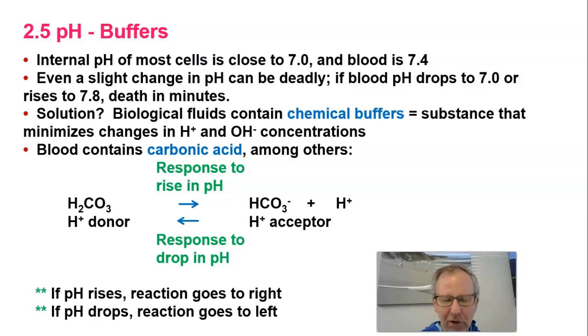So basically, if you're looking at this chemical equation, it's going to either move or shift a little bit to the right or to the left, depending on whether the pH needs to be brought down or brought up. And that's the way a chemical buffer works. And it helps to protect us and keep us from dying.